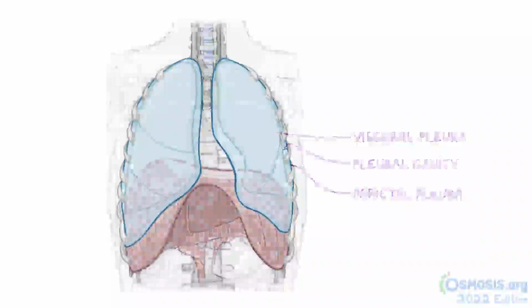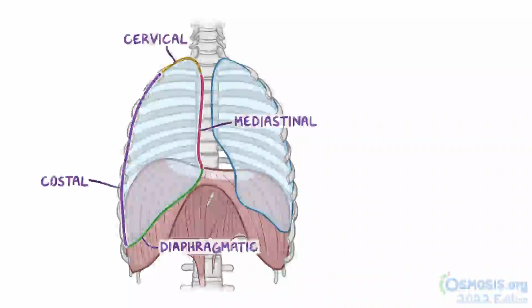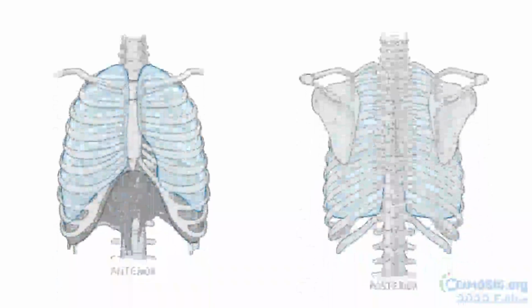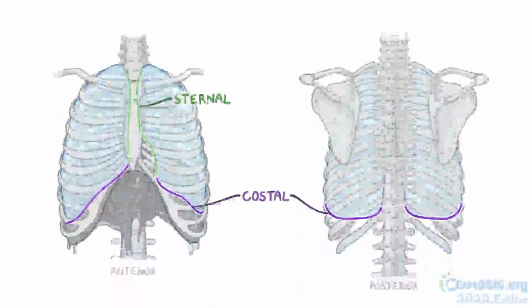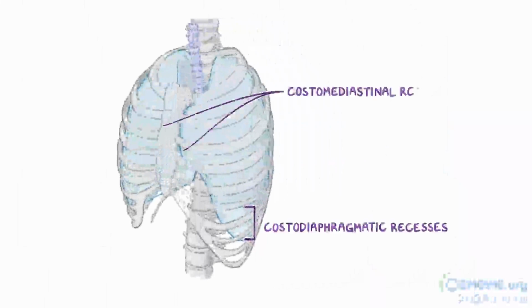Now, the parietal pleura has 4 parts: costal, mediastinal, diaphragmatic, and cervical pleura. When the parietal pleura changes direction, it forms 3 lines of pleural reflection: sternal, costal, and vertebral. The lungs don't occupy the entire pulmonary cavity during expiration, and as a consequence, the pleural spaces remaining form the costodiaphragmatic recesses and the costomediastinal recesses.